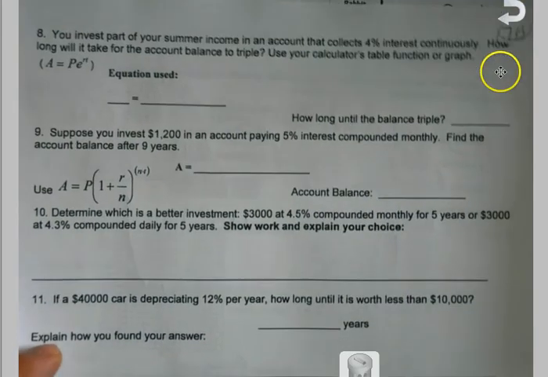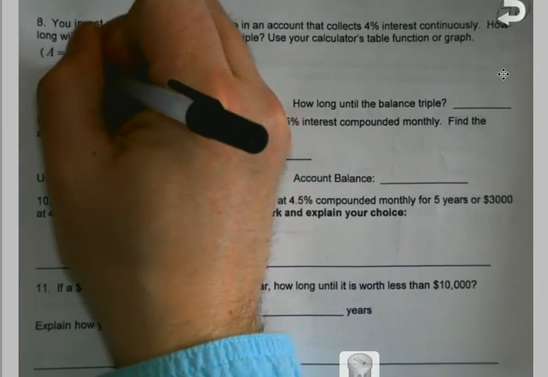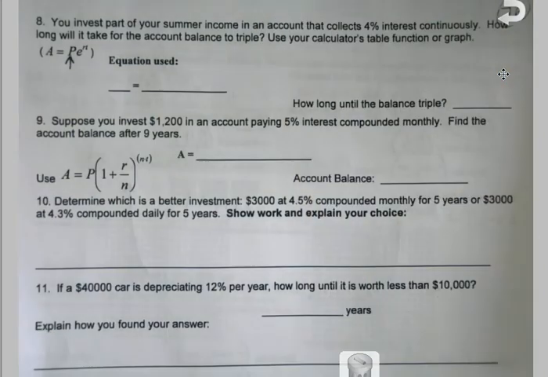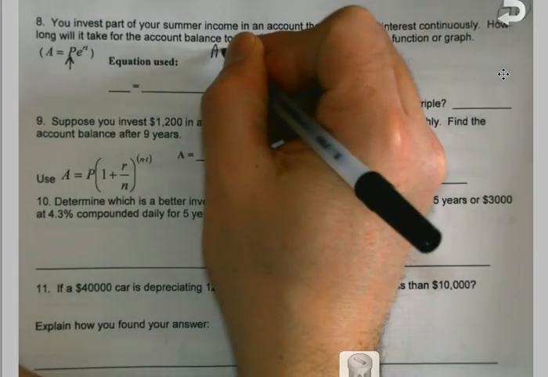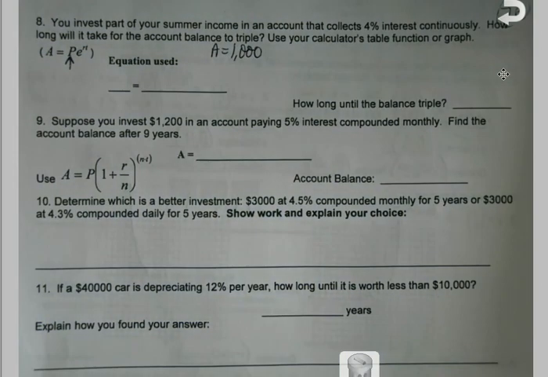Righty, over we go. So back here, we invest part of our summer income in an account that collects 4% interest continuously. There's a new one. How long will it take for the account balance to triple? Now some of you may say, well, wait a minute. How long will it take for it to triple? I don't even know how much I have. At this point, I get to figure out on my own what I want P to be. I can use anything. I'm going to choose to make it 1,000. I'm going to start with $1,000. You can start with 100, a million. It doesn't matter. So I'm going to start with 1,000.